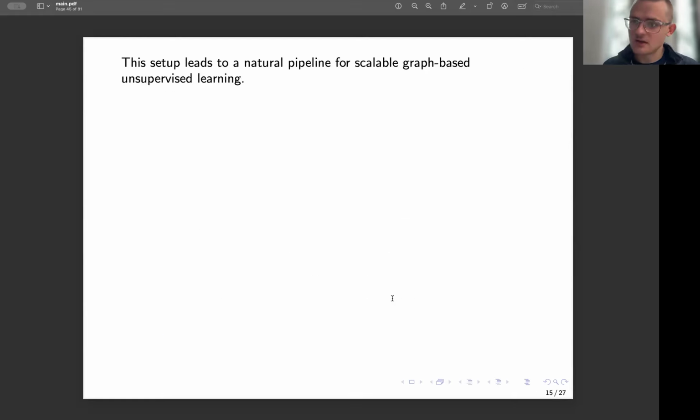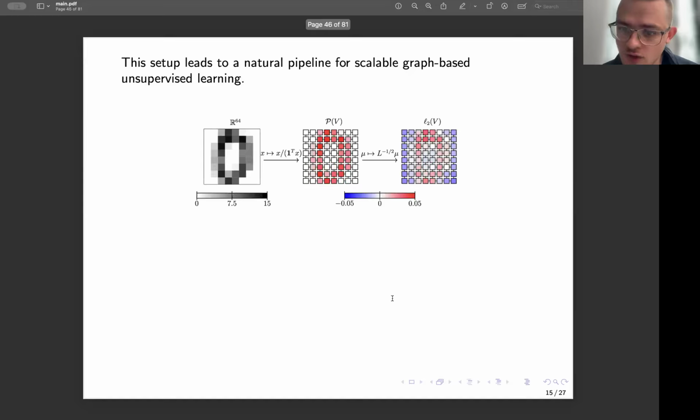Everything I've walked through so far leads to what I would consider a natural pipeline for comparatively scalable graph-based unsupervised learning. I'm going to use the digits example when I describe this pipeline. Say I start with a raw feature vector of a digit image, which lies in the space R^64. This is just an 8x8 image of pixel intensities. If you literally pull it up on sklearn, the raw data has pixel values between 0 and 15.